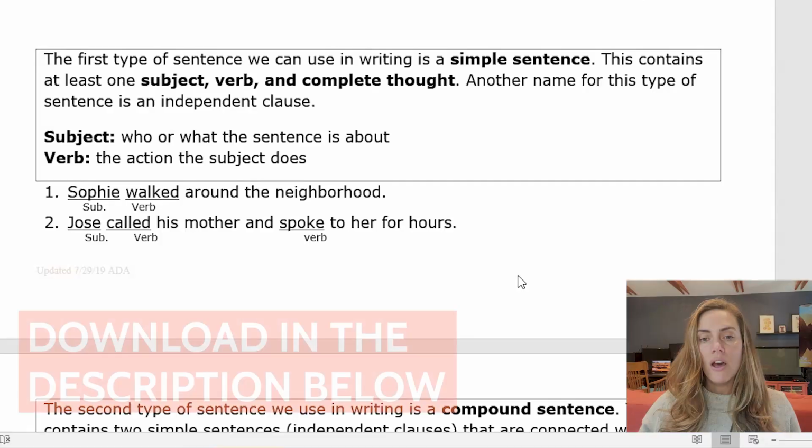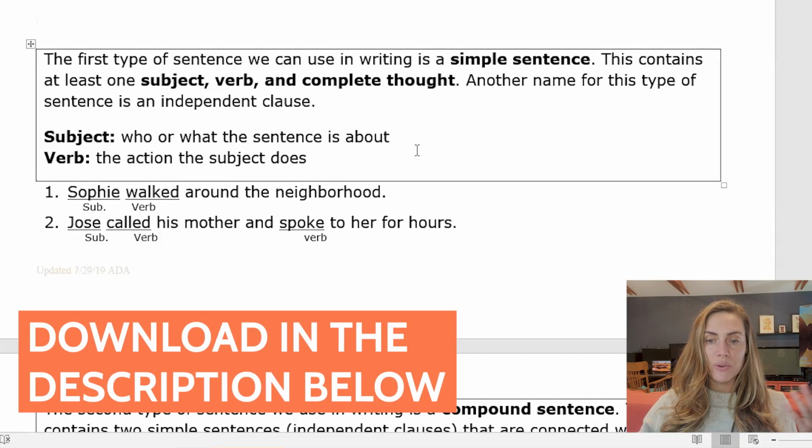Okay, everyone, so I showed you on the board a few types of sentences. Now I'm going to show you a handout, and in this handout you're going to see the rules and more examples of those types of sentences. I'm not going to read through each of them in this video, but you can access this link to the document in the comments below.